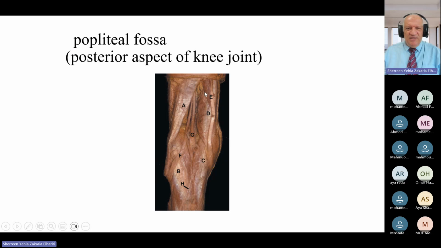Okay, so again, popliteal fossa. So I have femoral triangle important, popliteal fossa is important. In the popliteal fossa, Dr. A again, what is A?